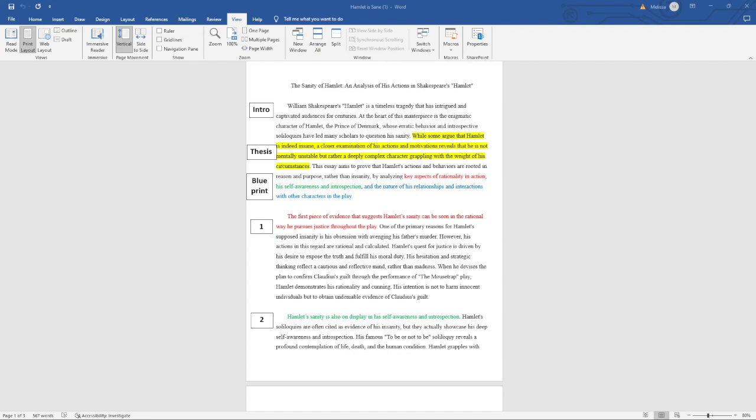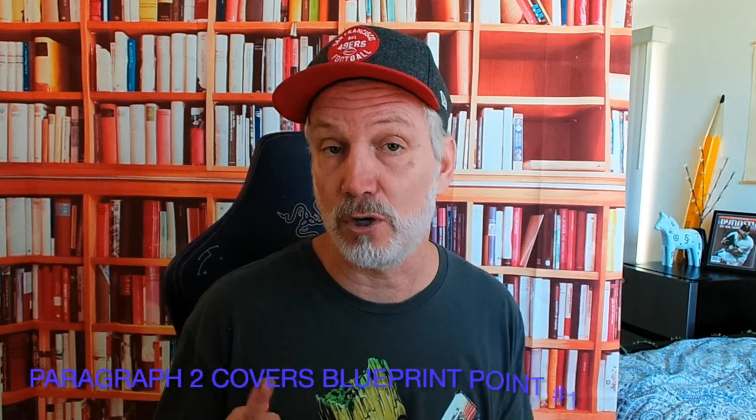So if we scroll down, what do we see? The first sentence of the next paragraph is basically a repeat of that first blueprint point, right? The first piece of evidence that suggests Hamlet's sanity can be seen in the rational way he pursues justice throughout the play. So what you see there in that first sentence of the second paragraph of our essay is an expansion of blueprint point number 1.